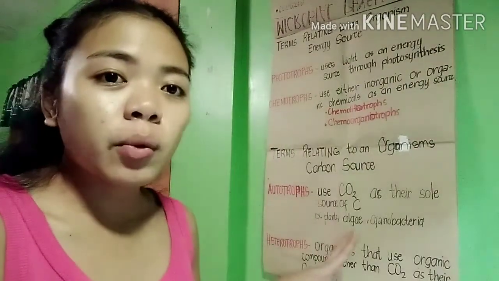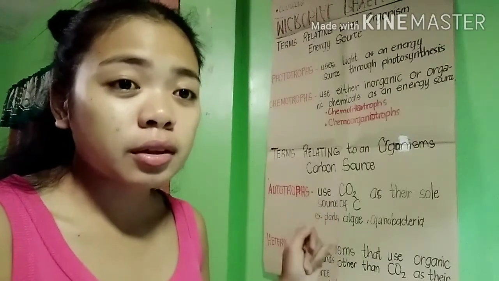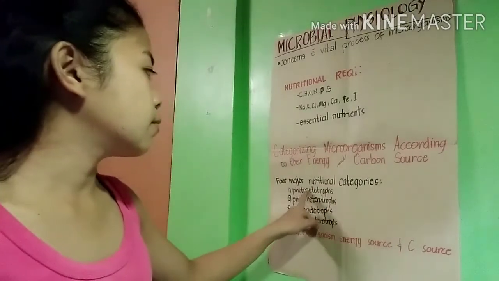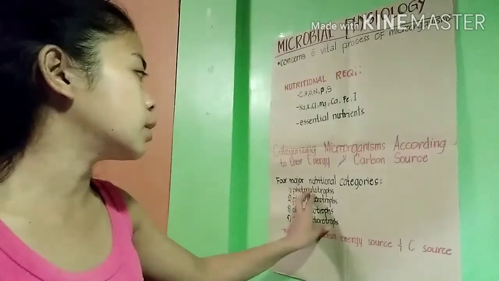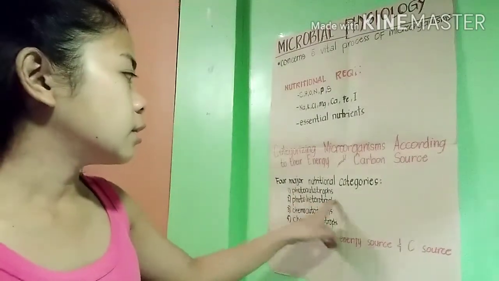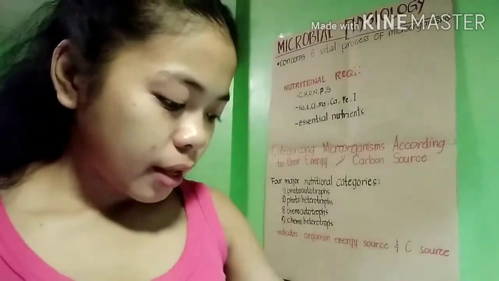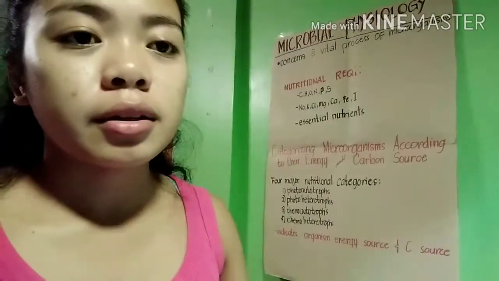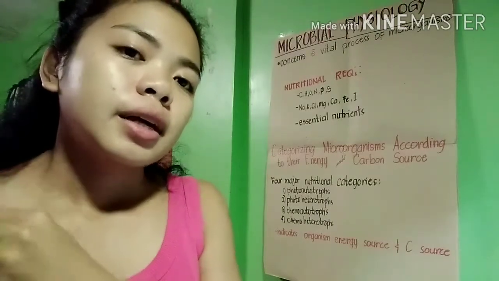So let's go back to the nutritional categories. The first is the photoautotroph, a combination of photo and autotroph. It means that it uses light as an energy source and carbon dioxide as a carbon source.